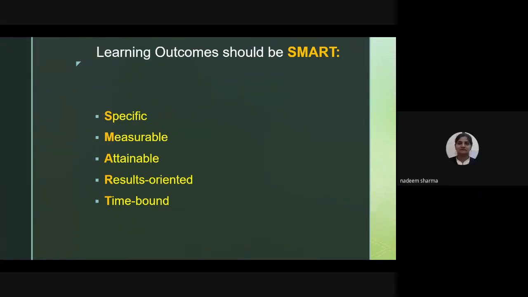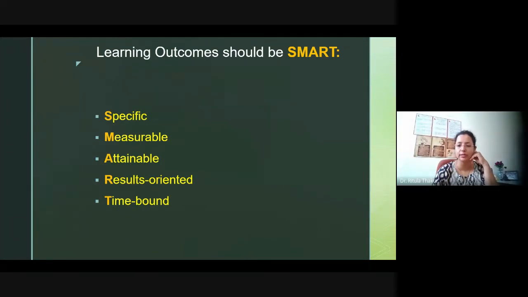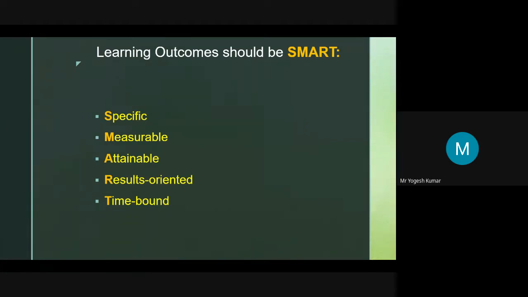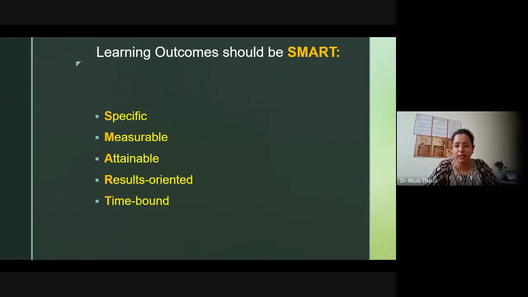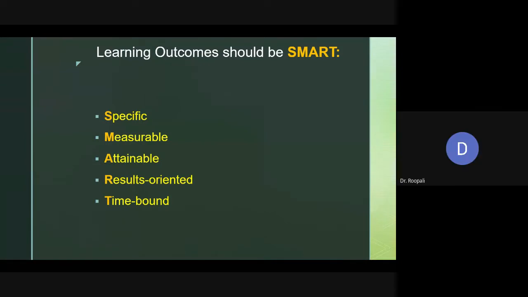Yes, Mr. Yogesh Kumar, you have raised your hand. Please unmute yourself. Yeah, very good morning. Ma'am, I think aim is something which is a broader term, whereas objective is something which is very specific to the components of the aim. That's what I believe. You're very right. Very close. Thank you so much for your answer.